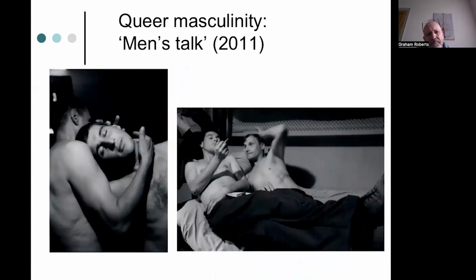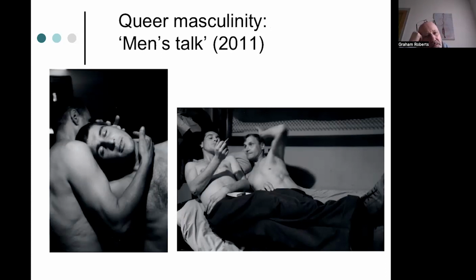Mikhailov has also gone some way towards queering masculinity. This is Men's Talk 2011, and he took a series of photographs of two men who shared a prison cell. That's a real prison cell. Very interesting and very intimate photographs, which was really a kind of a new departure for Mikhailov.